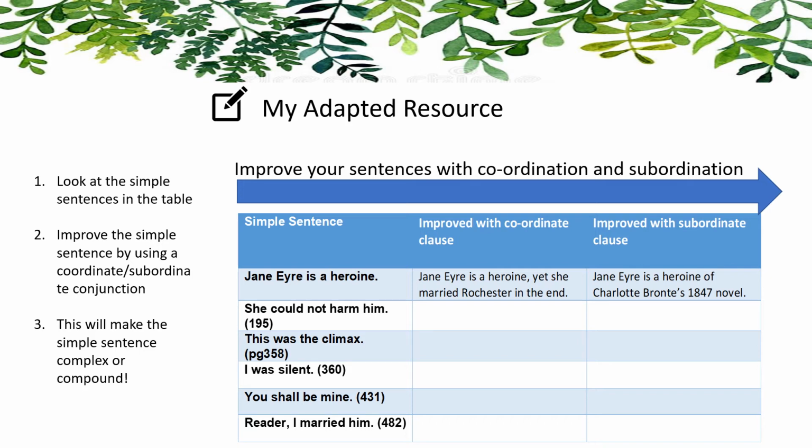Students are asked to use a coordinate conjunction and a subordinate conjunction in order to transform the simple sentence into a compound and complex one. After introducing the activity, I would model the first answer and narrate why I have changed the sentence in this way. I have also added the page numbers so students can look at how the sentence is used in context, which might help them. This activity is great because it uses a holistic approach to enhance students' creative writing and grammar.